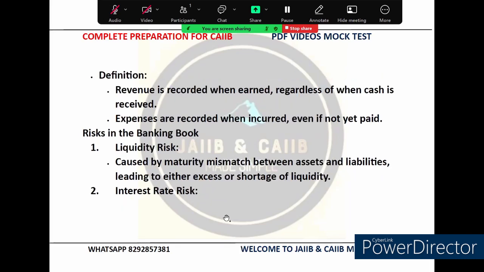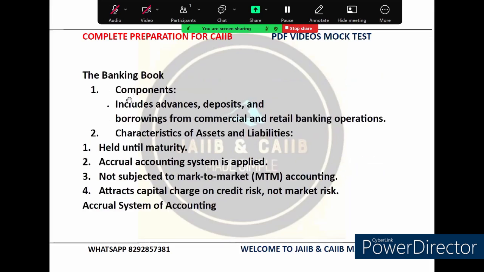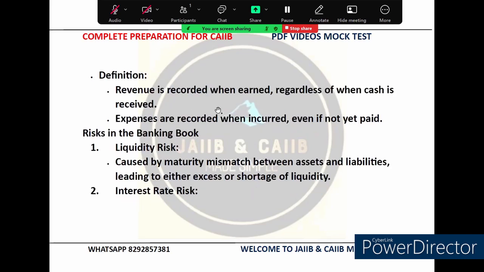What are the key points which we have covered in the previous two slides? We have seen the banking book holds long-term assets and liabilities like loans and deposits. Accrual system accounting is used, where income and expenses are recorded when they are earned or incurred, not when the cash is received. Banking book faces four types of main risk: liquidity risk due to maturity mismatch, and interest rate risk from changes in the interest rate. So friends, we end the first lecture here, and in the next lecture we will discuss our trading book.